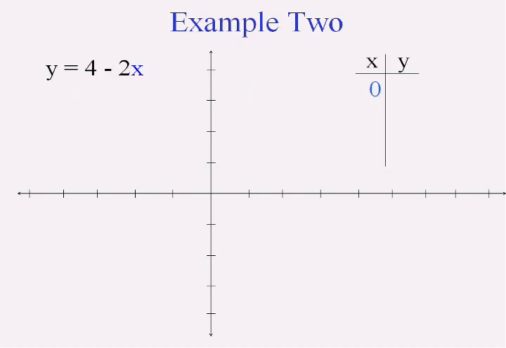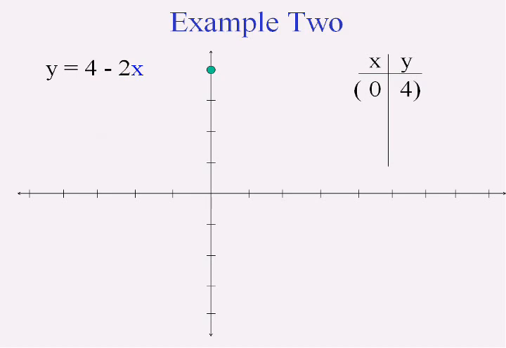Now, we're back to the same old way. Put in various numbers for x. Let's put in the 3 easiest I know. 0. 4 minus 2 times 0 is 4 minus 0, or 4. And I have the pair 0, 4. Go over 0 and up 4.